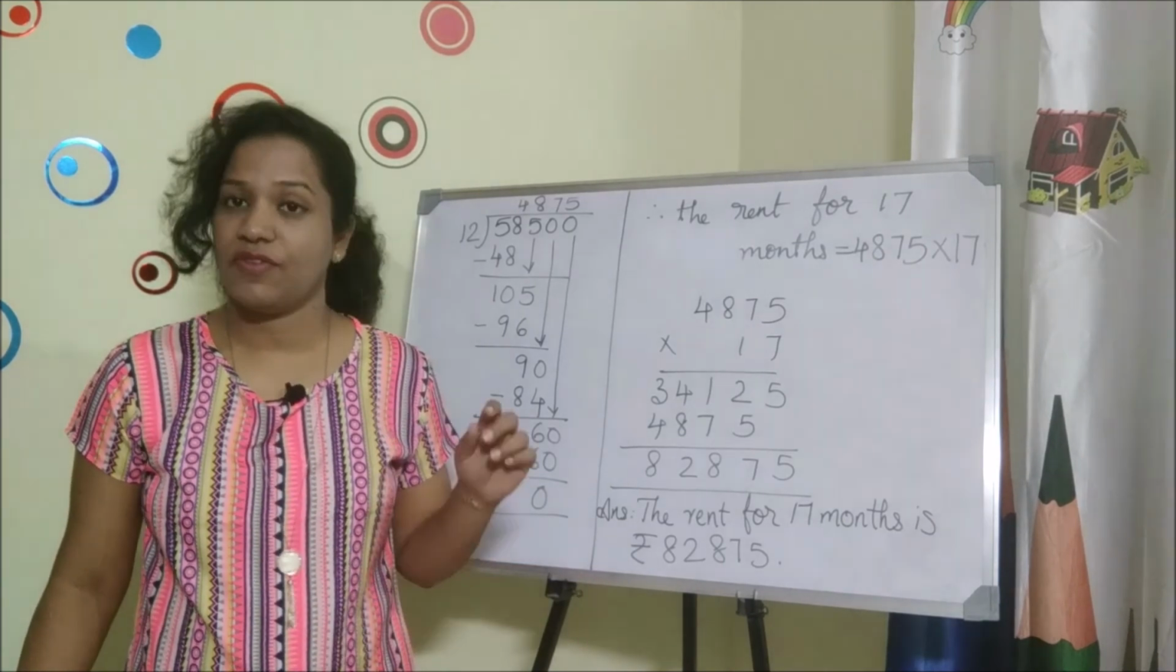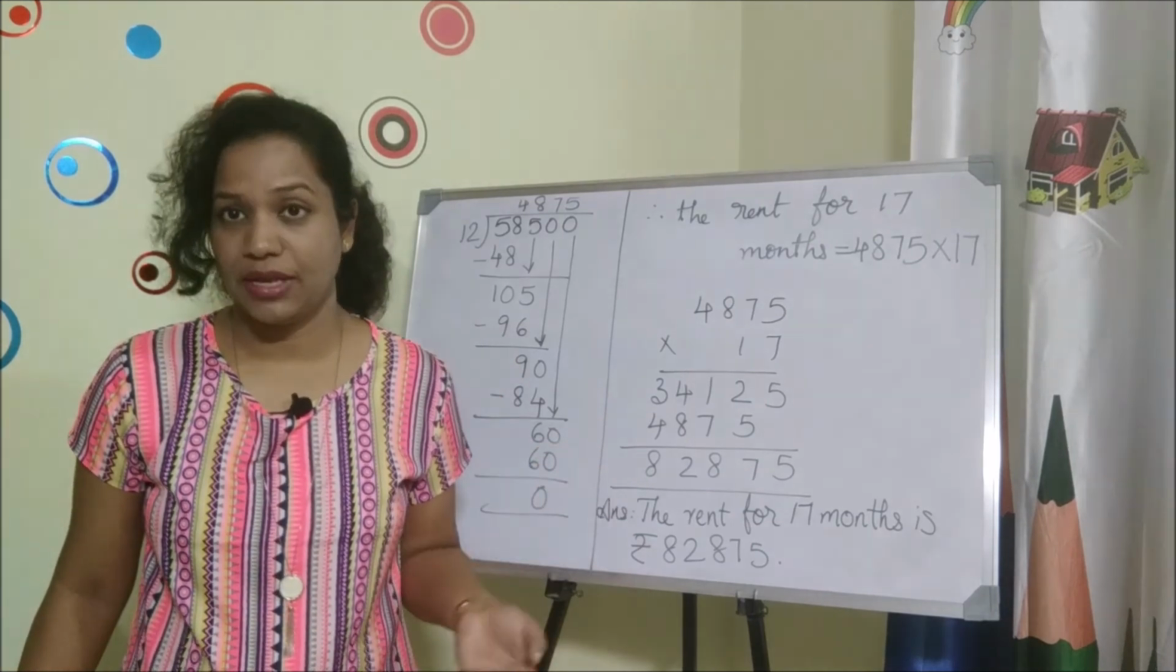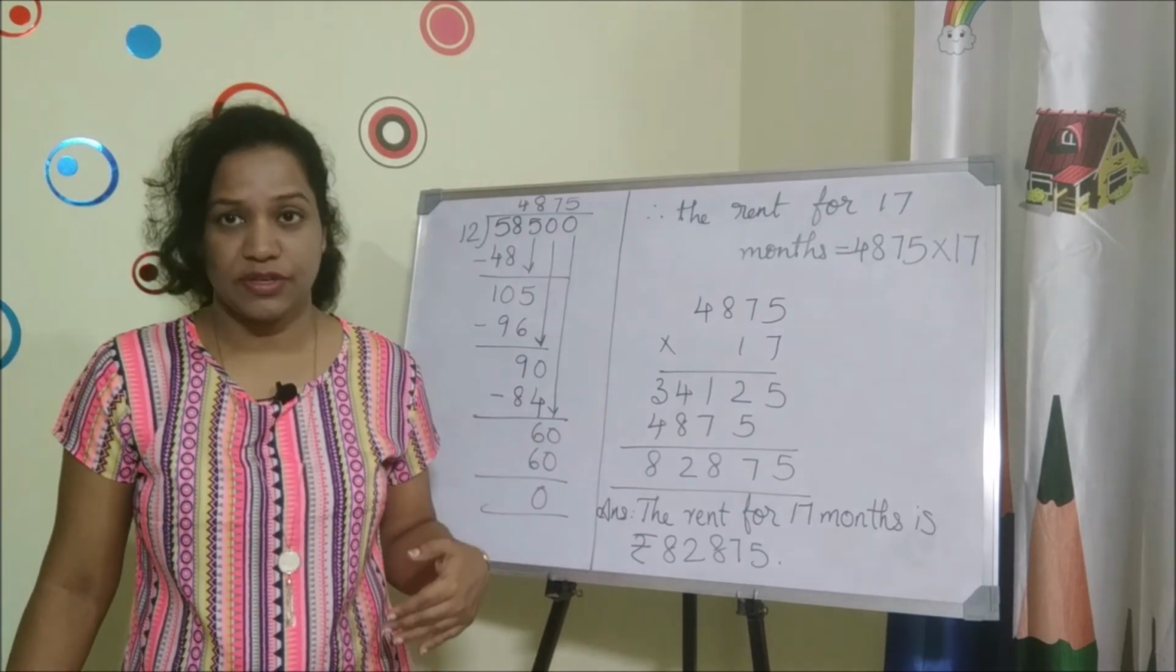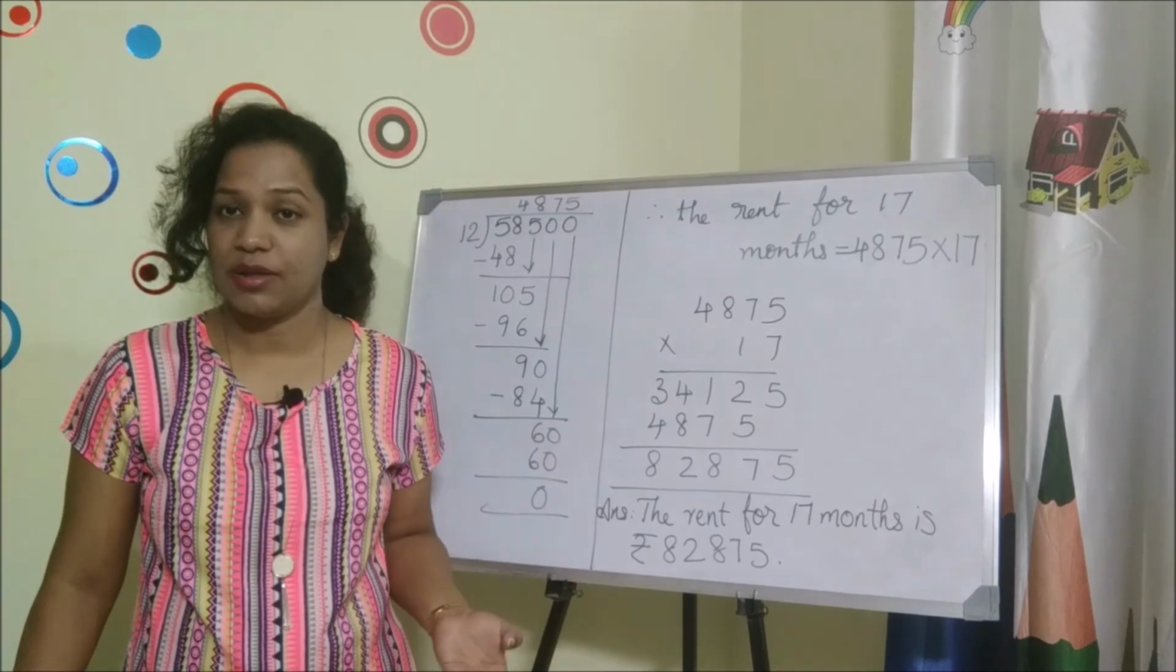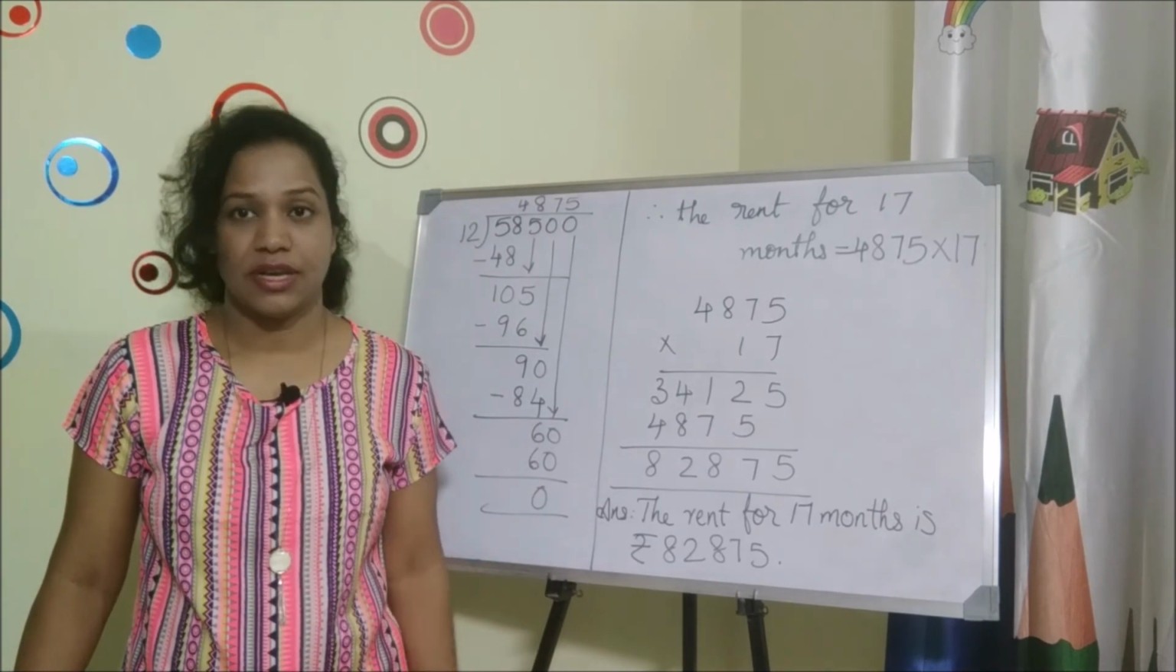We need to find the value of 1 from value of many using division. After that, we can multiply the value of 1 by the given number. I hope the concept is clear to all of you. I am sure that you are going to help your parents to save some money using this concept.